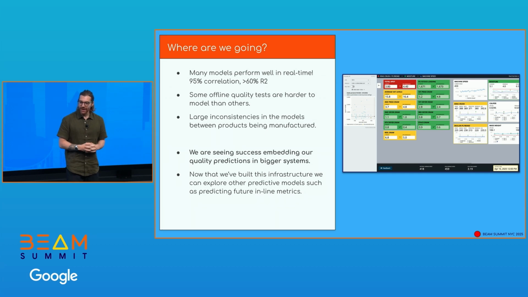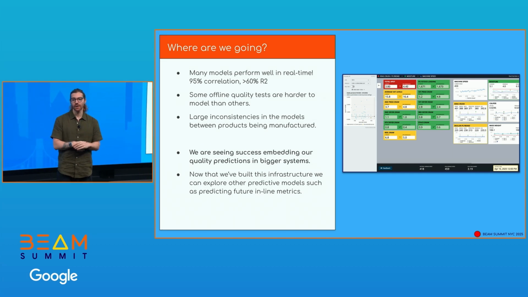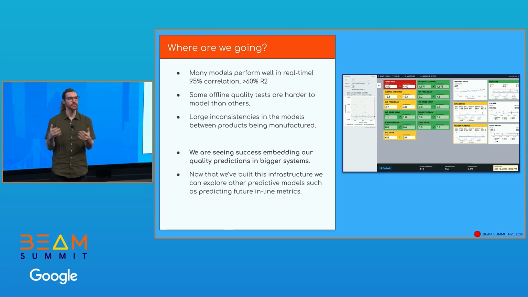So that's pretty cool. And now that we built this infrastructure, we have a lot of opportunity to explore new models. I think we were focused on predicting offline quality because there's a really clear business use case for it. But I think there are other interesting use cases in here.